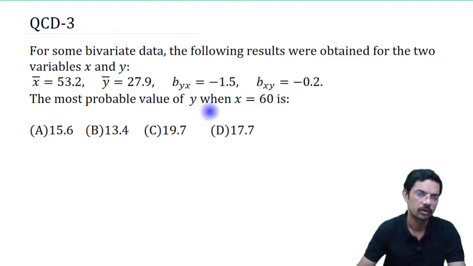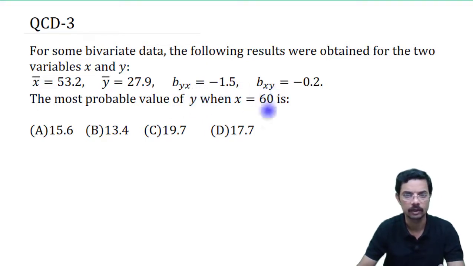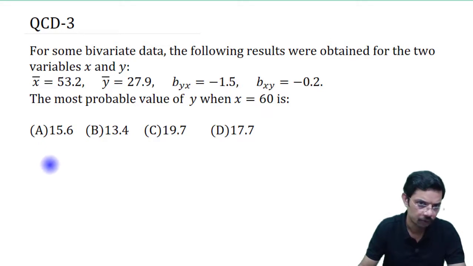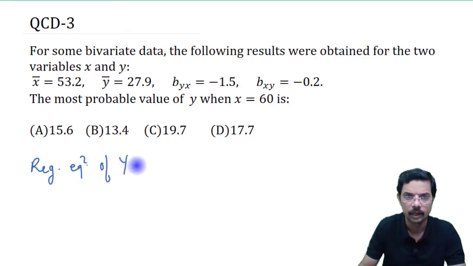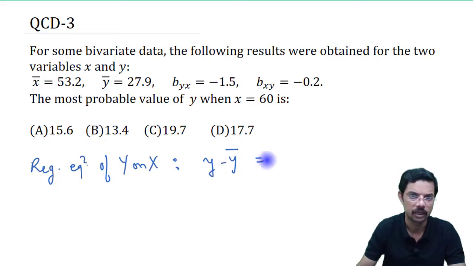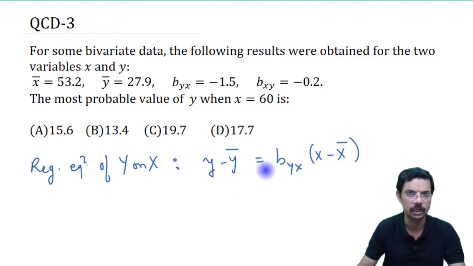So we need to find the regression equation of y on x, because y depends on x, and the value of x is given to you. What is that, or how is it given? It is given as y minus y bar equal to b of yx into x minus x bar. This will give you the equation, and into the equation we need to put the value of x, and you get the value of y.